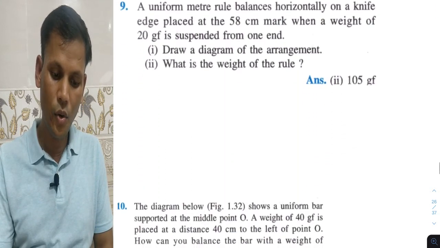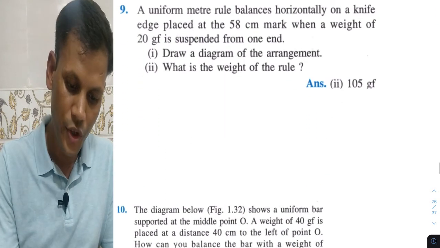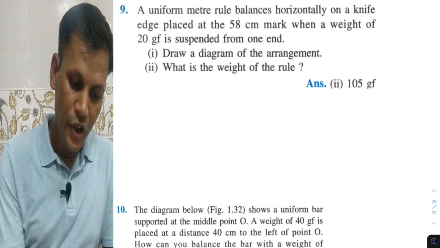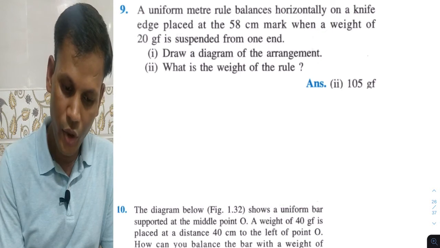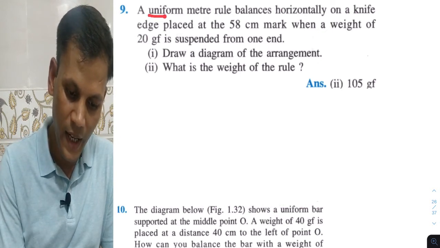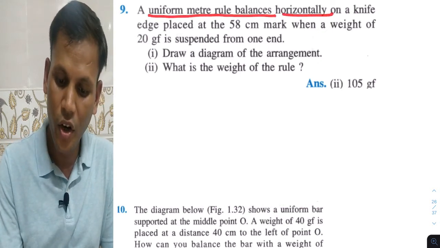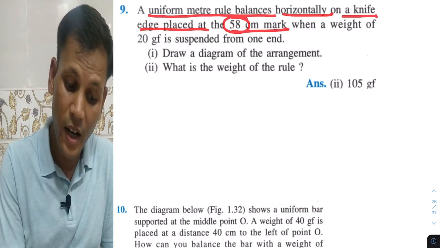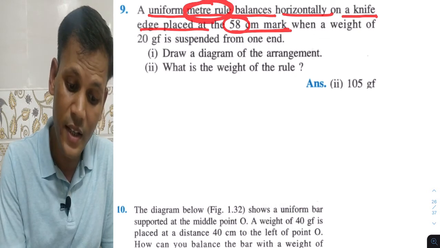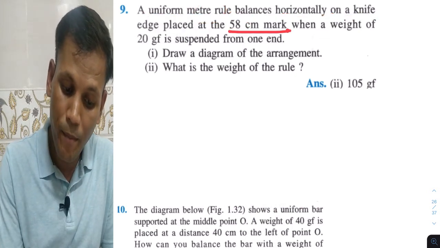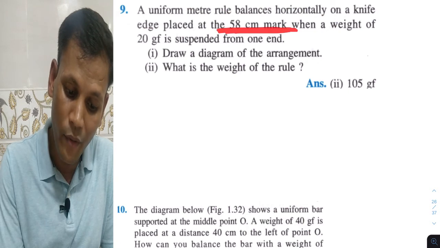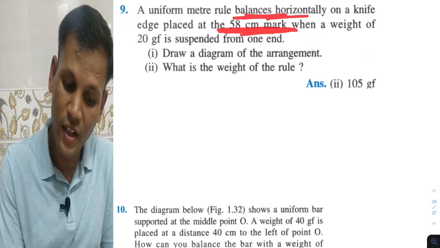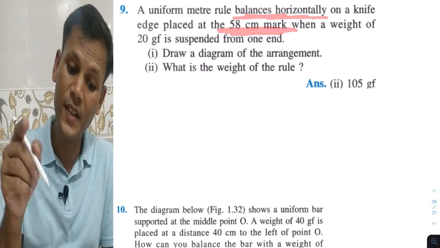Next is question number 9. Question number 9, what is it? A uniform meter rule balances horizontally on a knife edge placed at 58 centimeter mark. Again, it is a meter rule, means 100 centimeter, and it is balanced means it is pivoted. Balances horizontally means it is pivoted at 50 centimeter mark.